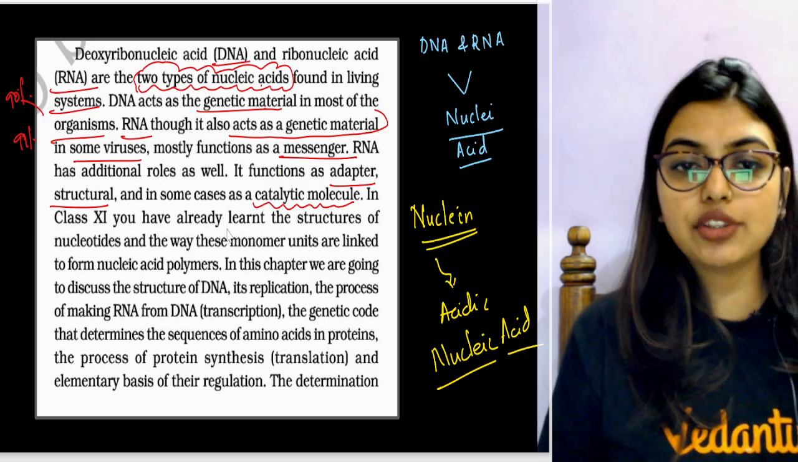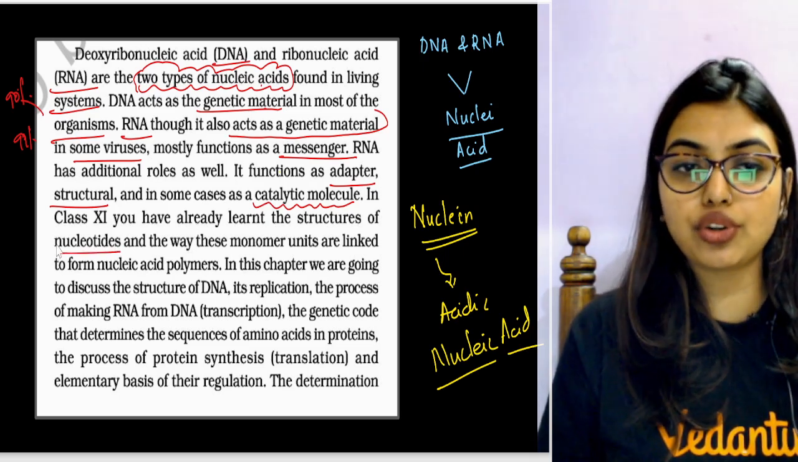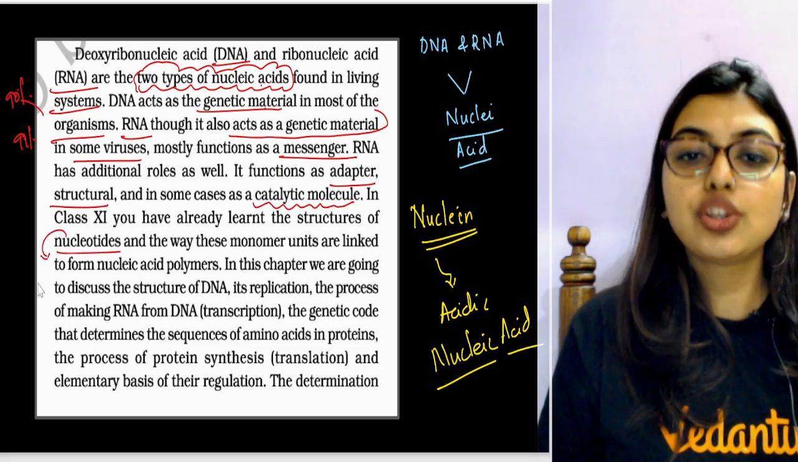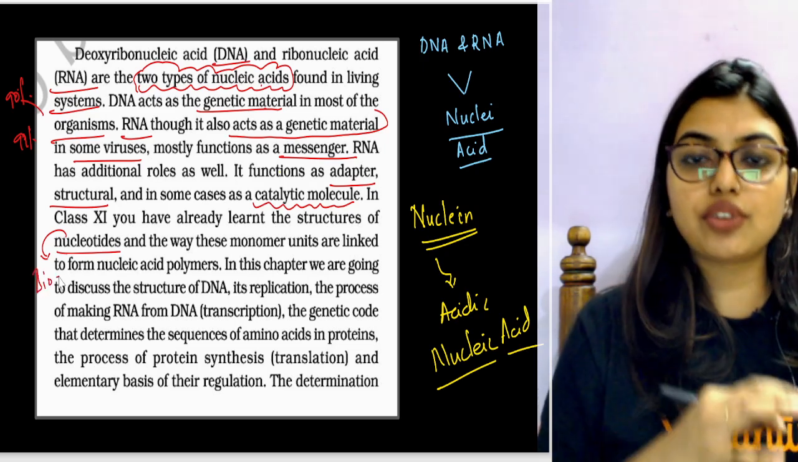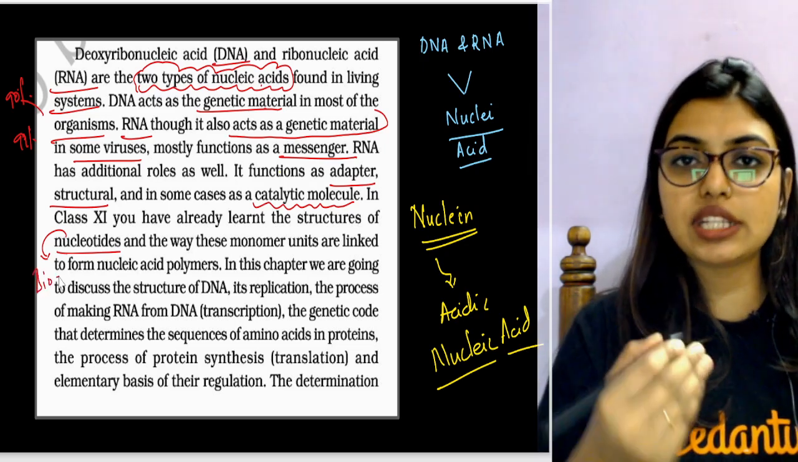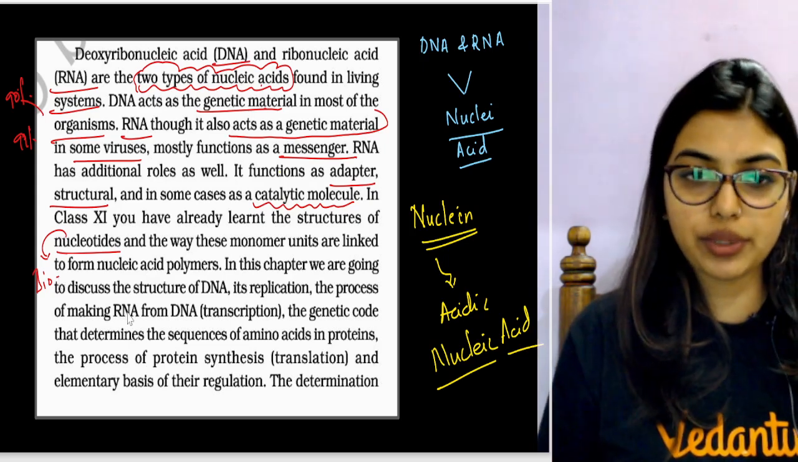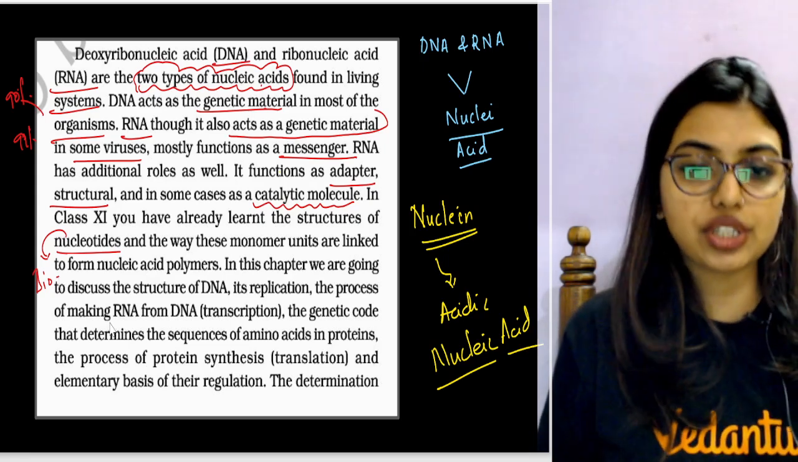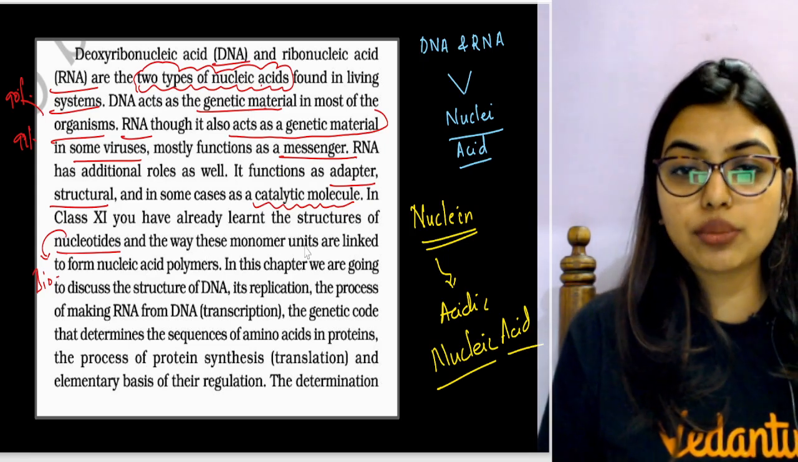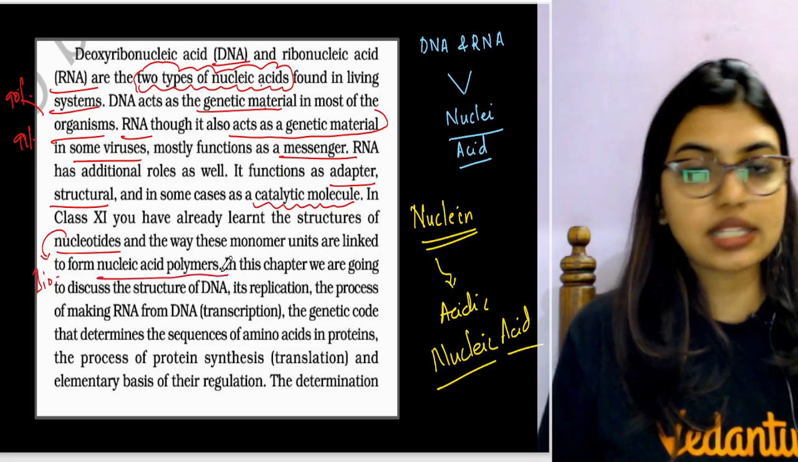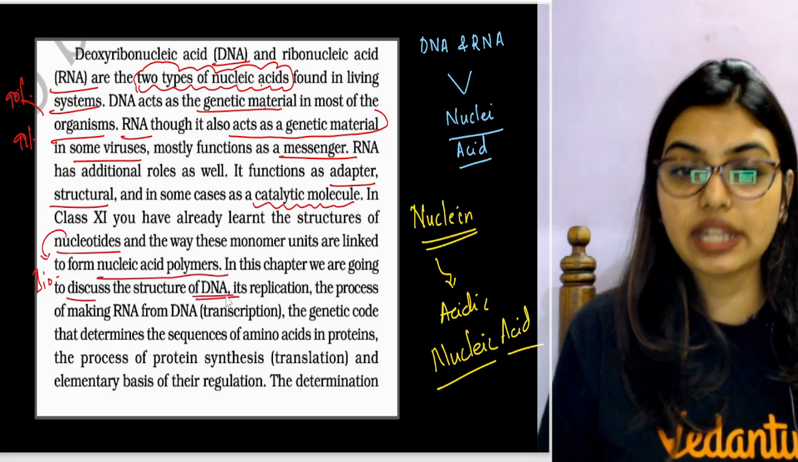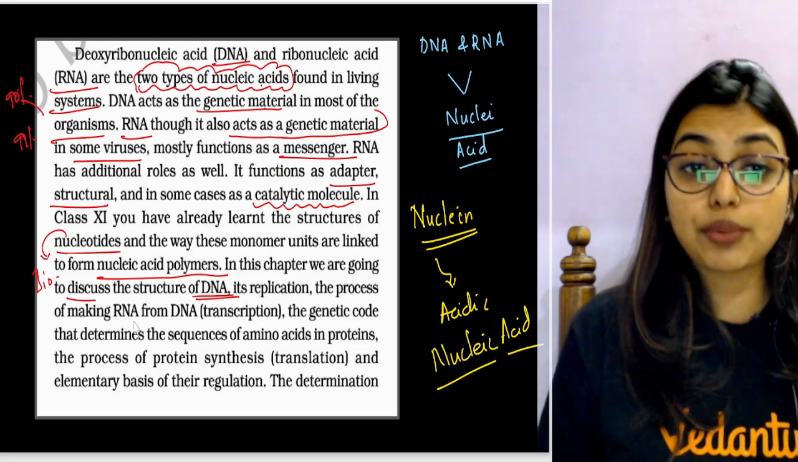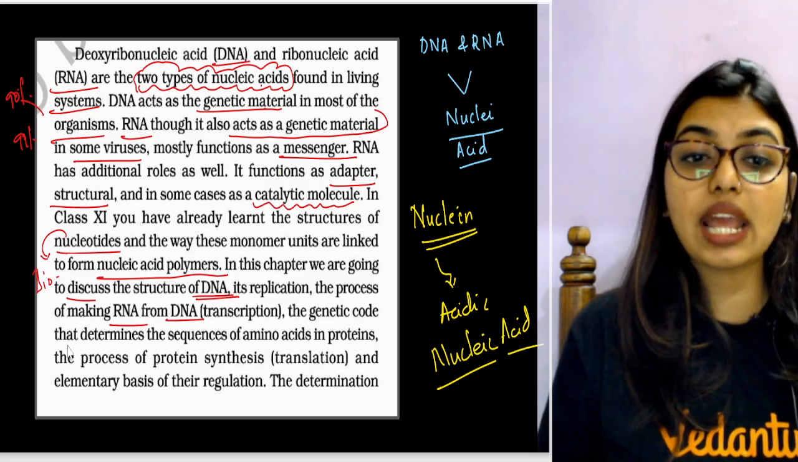So in Class 11 you have already learned the structure of a nucleotide. You have studied this in biomolecules. You have studied purines and pyrimidines a little bit. So that chapter is a foundation for this chapter, and the way these monomer units are linked to form nucleic acid polymers. In this chapter we are going to discuss the structure of DNA and its replication, the process of making RNA from DNA, and the genetic code.